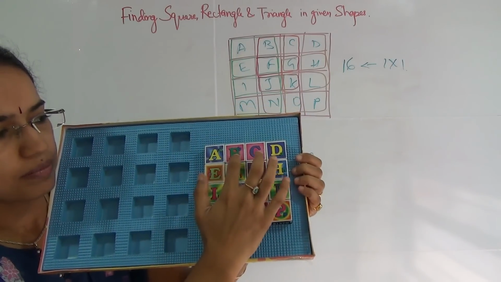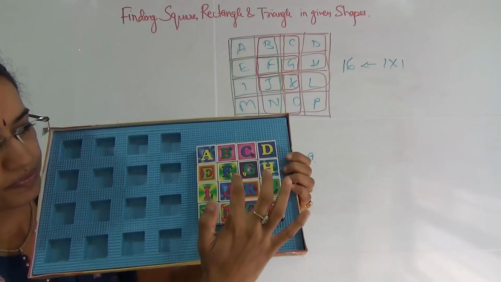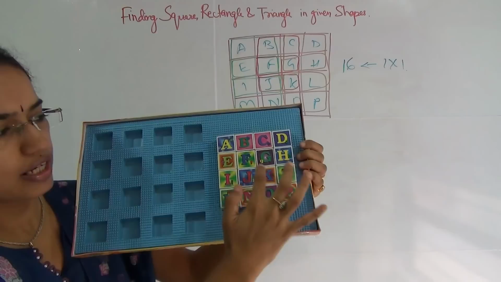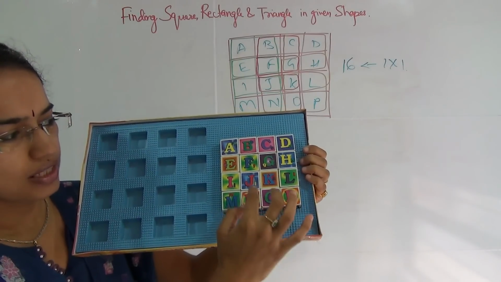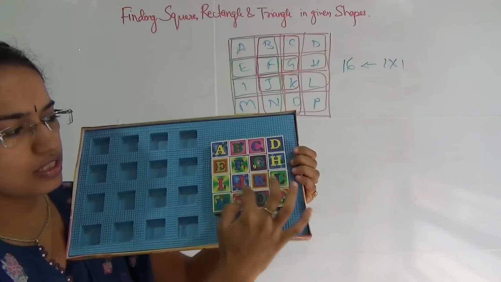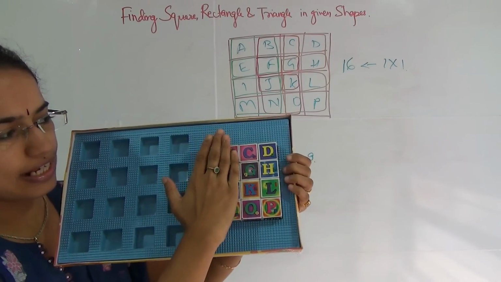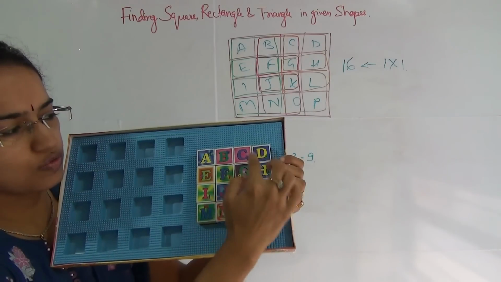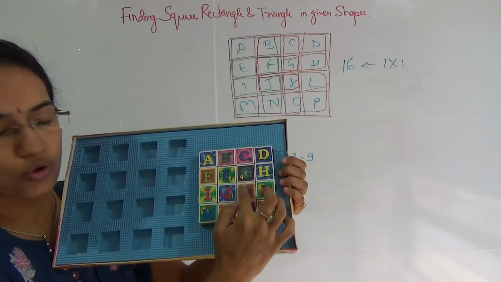So you have B, C, G, F. Then you have F, G, K, J. Then you have J, K, O, N. So these 4, and these 4. And finally I will leave these 2 and make from the last 2 letters. So these 4, the middle 4 and the lower 4.